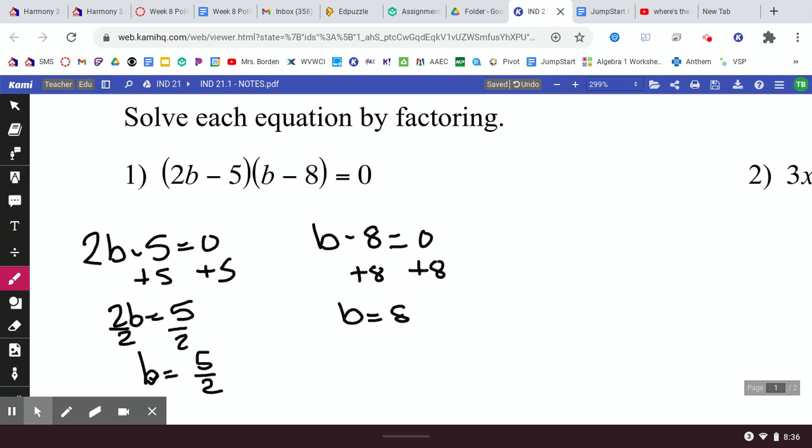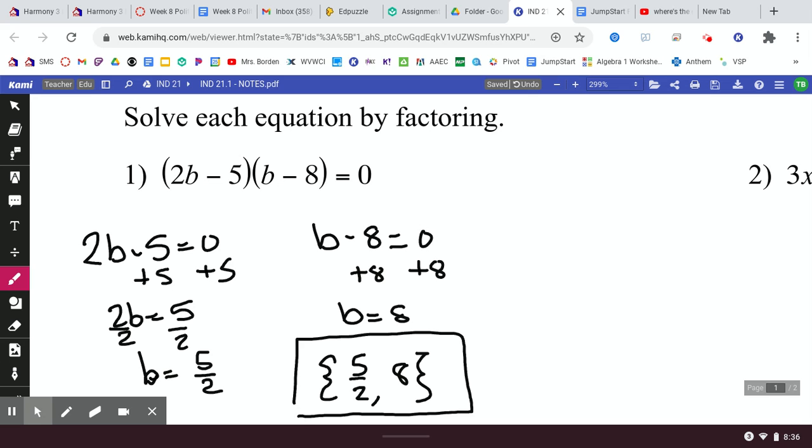And so then our answer should be written as a solution set with the two values that x, or in this case b, can possibly be. So this is your answer right here, written as a set of answers that make this equation true. So either 5 halves or 8 is going to make this equation true.